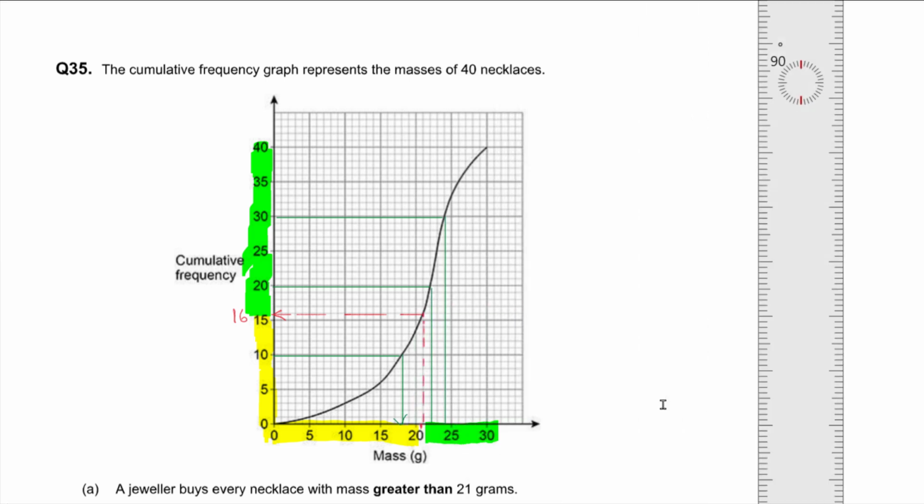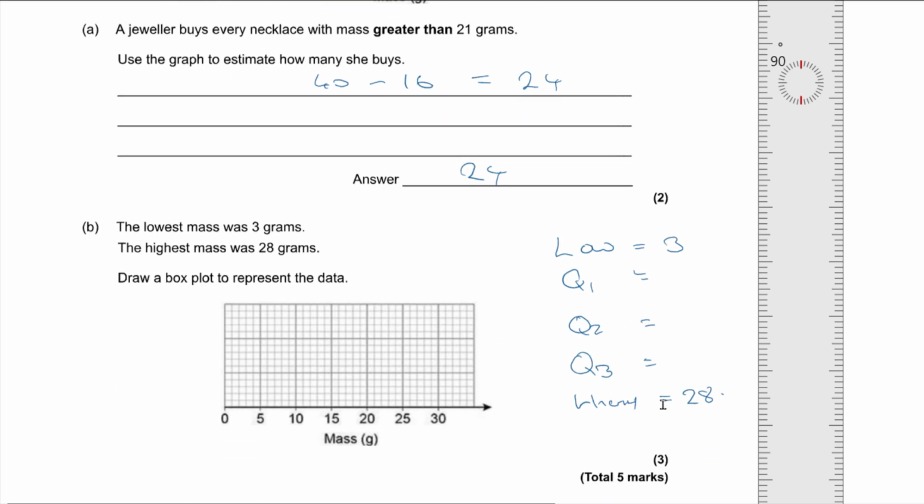So that's Q1 there. That's Q2, the median, which is at 22. And then Q3 is here, which is at 24. So 18, 22, and 24. So I've got Q1 at 18, Q2 at 22 and Q3 at 24. Okay, so then once I've got all my values, I can then draw the box plot.